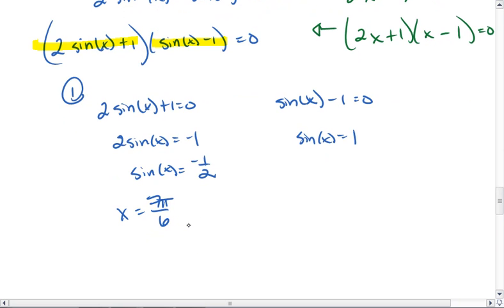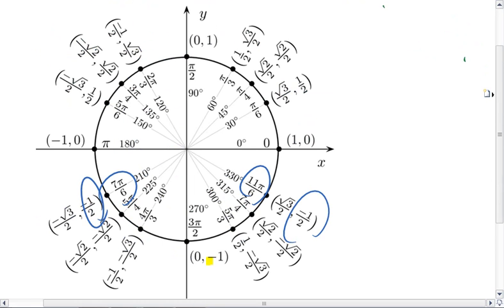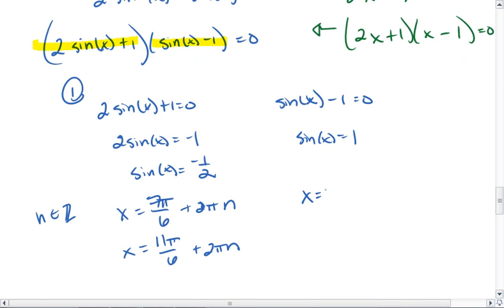But we have to remember to add 2 pi times n, where n is an integer. Now for sine of x equals 1, go again to our unit circle. This happens up top where we have pi over 2. So x equals pi over 2 plus 2 pi times n.